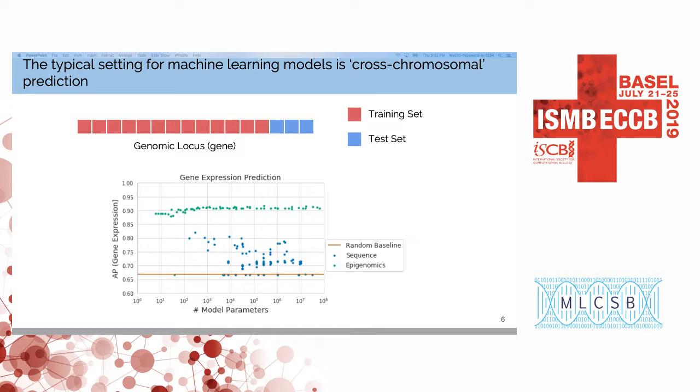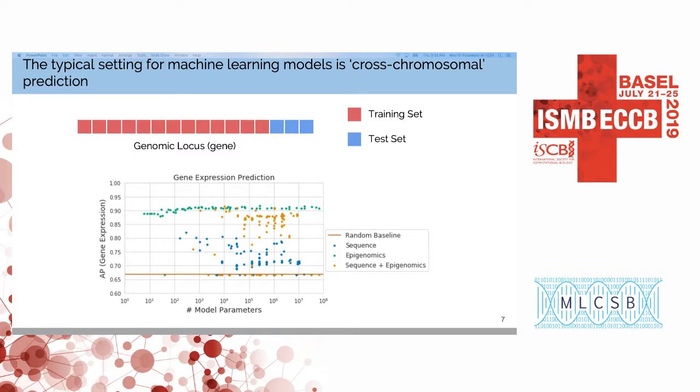And then as you make the model more complex, it seems like you get slightly worse performance, indicating you might be overfitting. In this case, we also kind of smush nucleotide sequence and epigenetics together. You get kind of an improvement over nucleotide sequence. We didn't spend too much time trying to optimize it in this case.